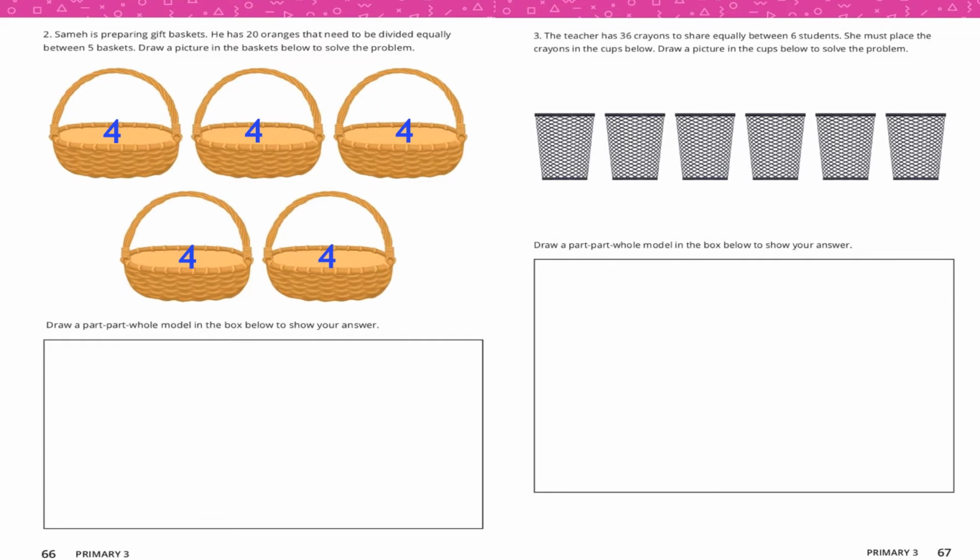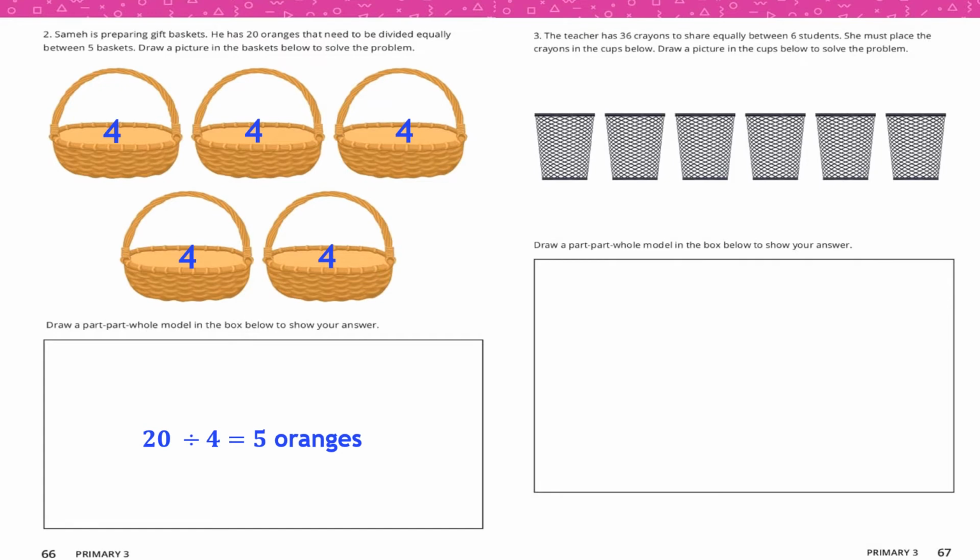Let's draw a part-whole in this box to show our answer. We can draw a part-whole model or write the division equation. 20 divided by 4 equals 5 oranges.